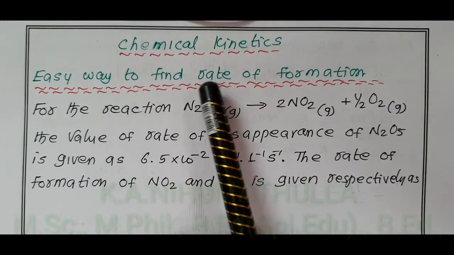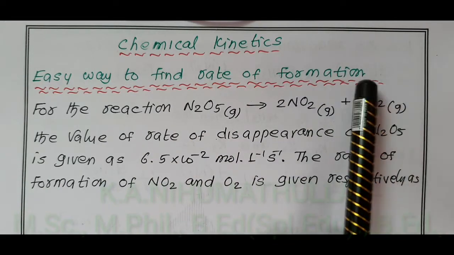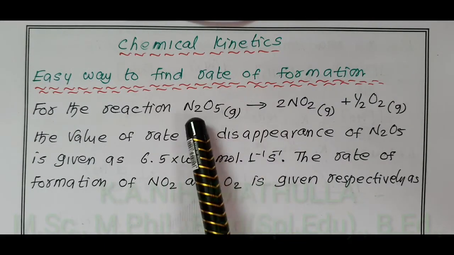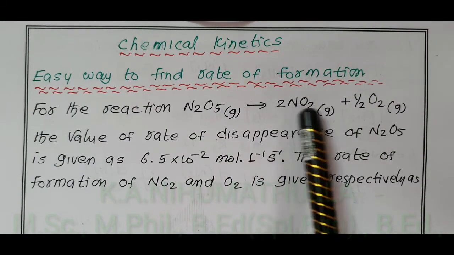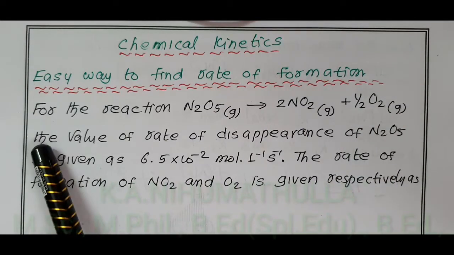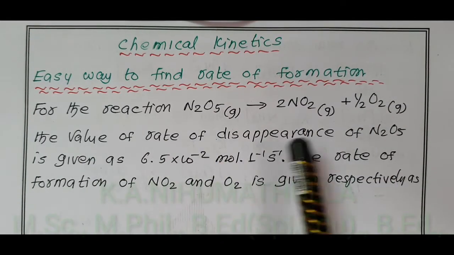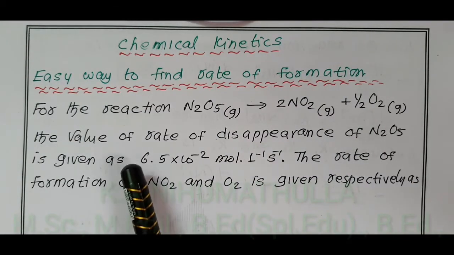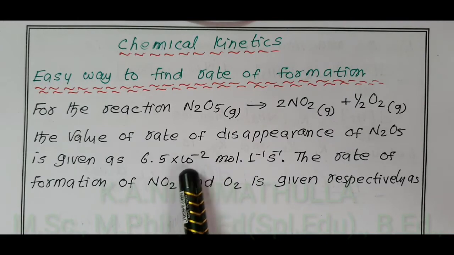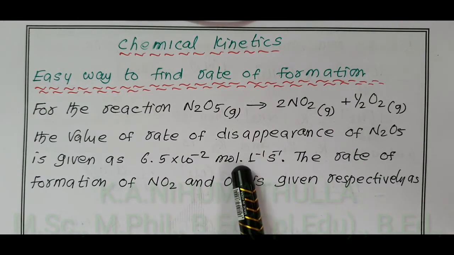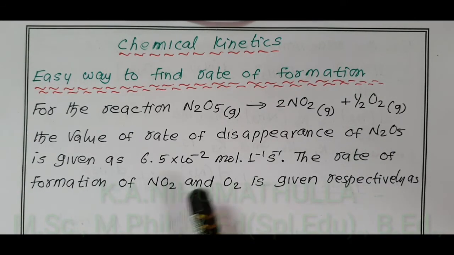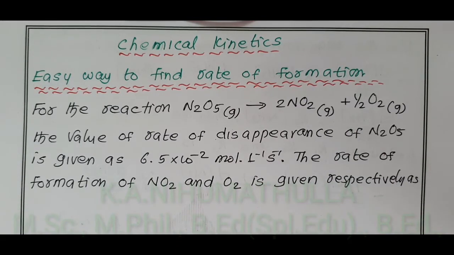Chemical kinetics. Easy way to find rate of formation of product. For the reaction, decomposition of dinitrogen pentoxide gives nitrogen dioxide and oxygen. The value of rate of disappearance of N2O5 is given as 6.5 into 10 power minus 2 mole liter power minus 1 second power minus 1. The rate of formation of NO2 and O2 is given respectively as.